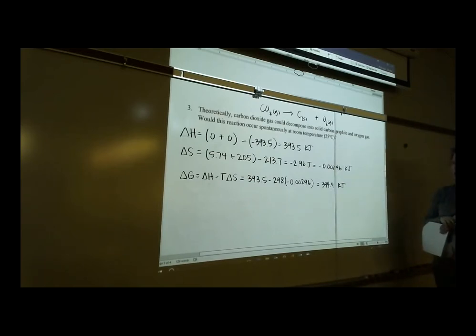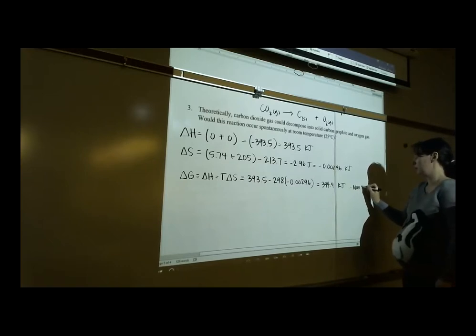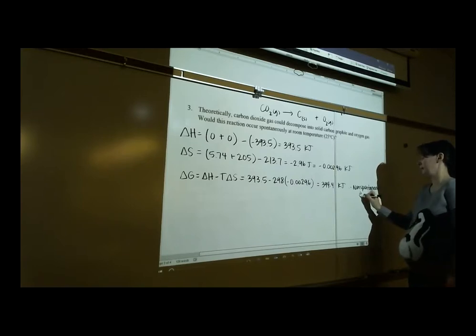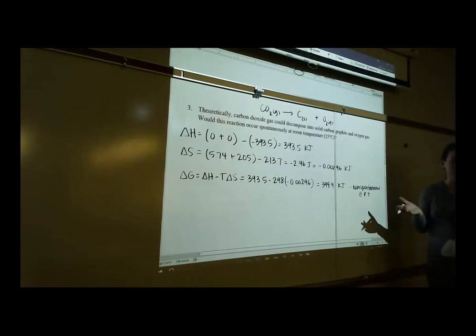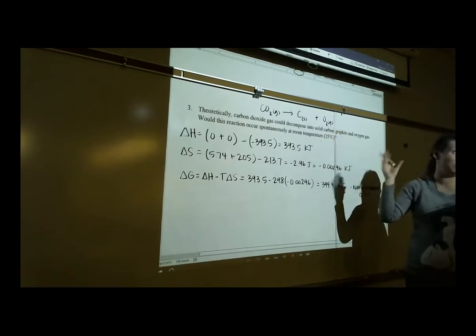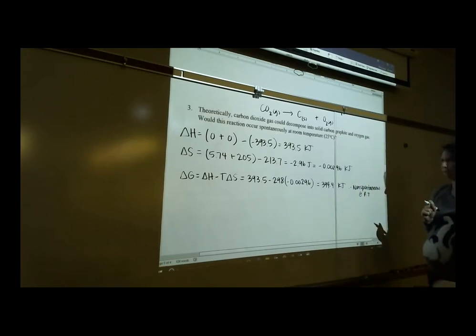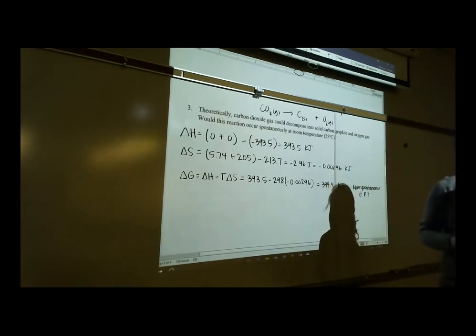So is this spontaneous or non-spontaneous at room temperature? It's highly non-spontaneous, right? Non-spontaneous at room temperature, which goes along with what we would qualitatively expect. We're breathing CO2 right now, and it's not turning into graphite and oxygen gas. I don't see any graphite just falling from the air, right? That's a good thing. You're going to have to go to a different temperature if you want this to happen spontaneously. Any questions on three?